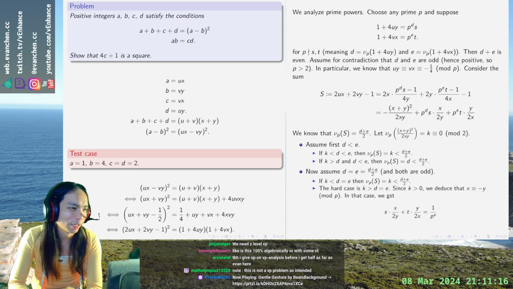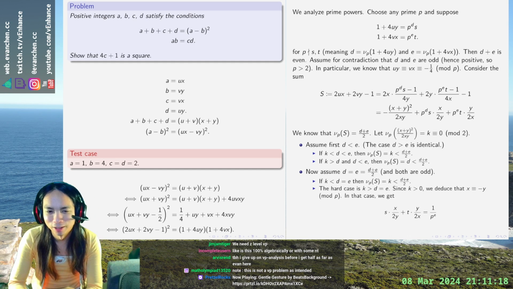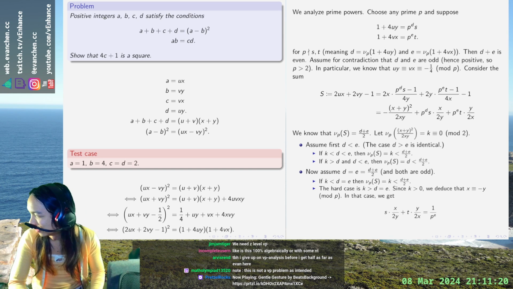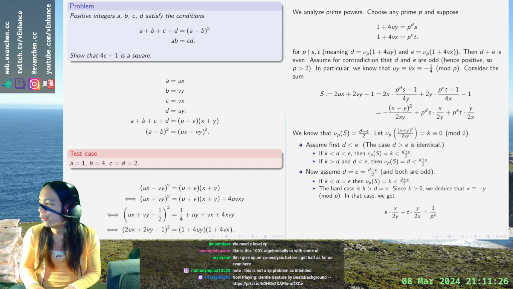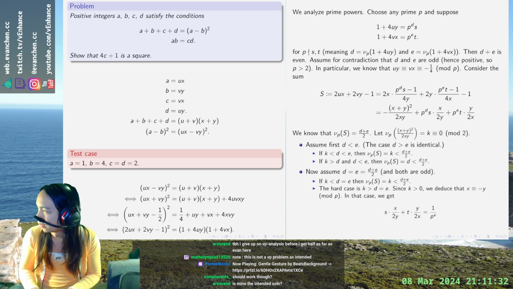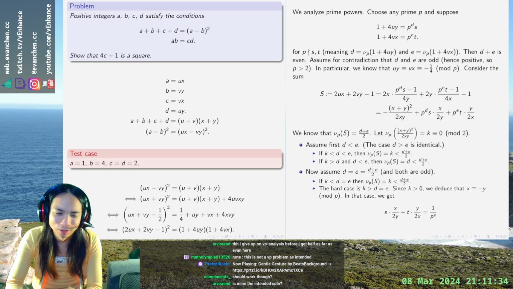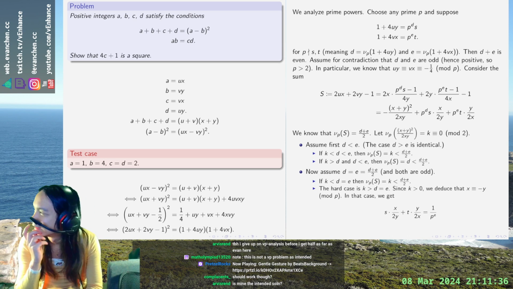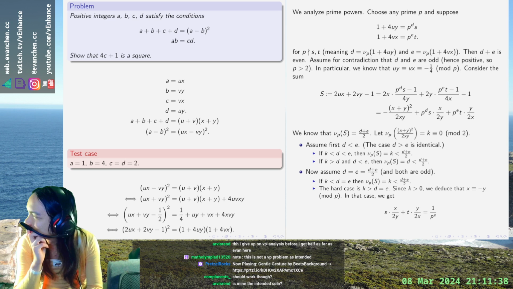I am getting the sense that this is not the intended solution, but I feel like, basically what's happening is that we know this sum is actually divisible by, oh, sorry, what am I smoking? No. Hang on. Hang on.